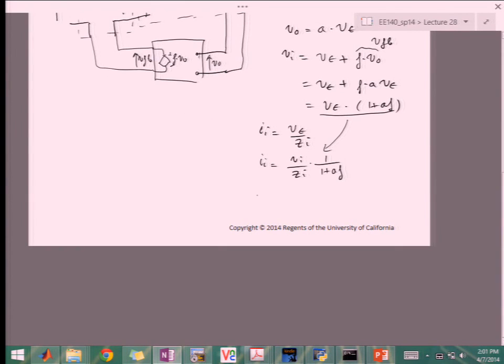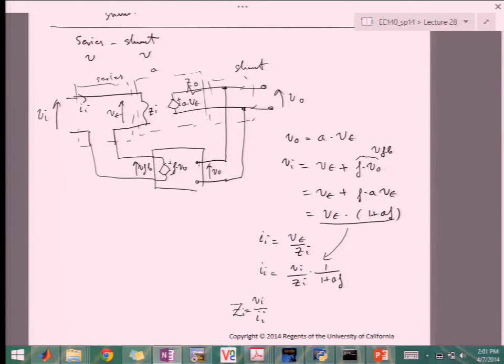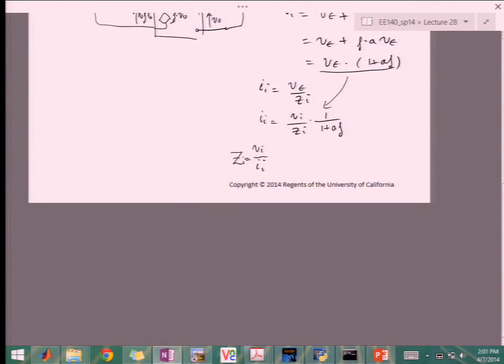So if I'm looking at capital ZI as the ratio of the input voltage and input current, meaning once I tie my amplifier in the feedback, what is its input impedance? Then it's this VI over II, and that's going to be ZI, which is the input impedance of the original open loop amplifier, times 1 plus AF. And this AF is T, right?